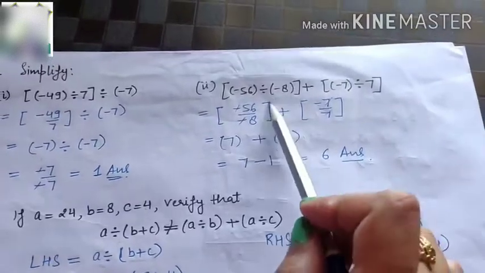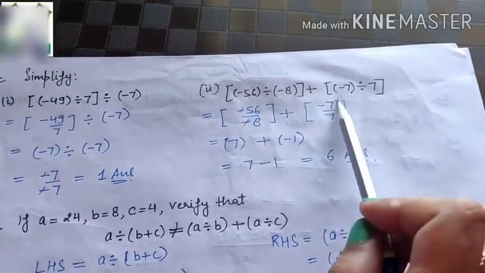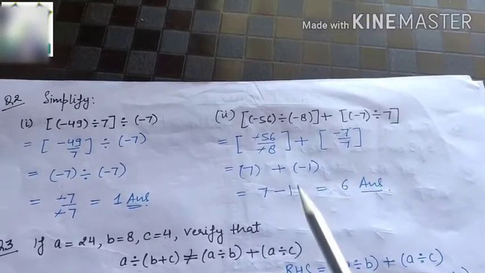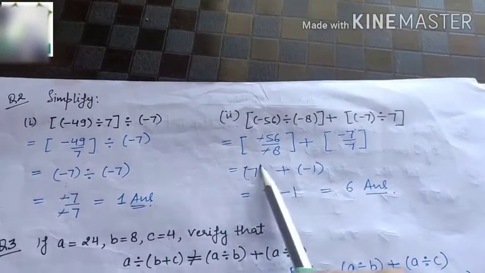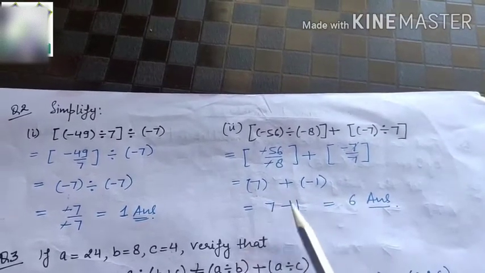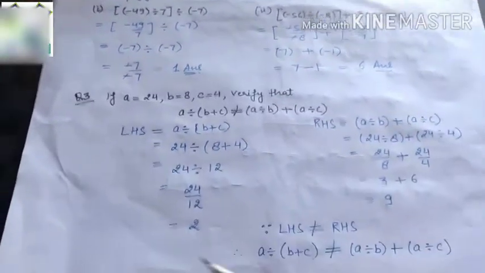Similarly here, we will solve both the brackets first. It is minus 56 upon 8. Minus and minus cancel out, and 8 sevens are 56. So 7. Now here minus 7 upon 7 is minus 1. 7 minus 1 is 6.